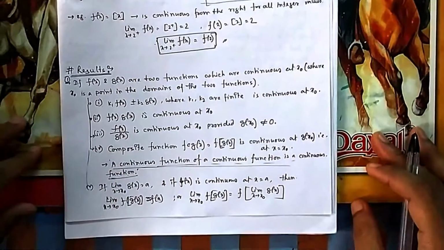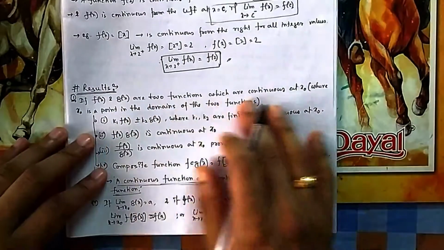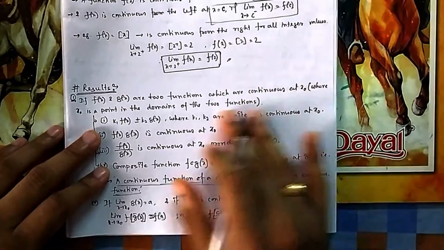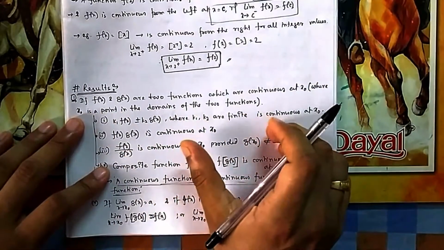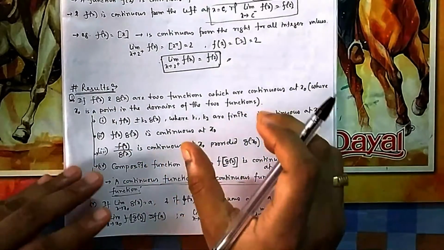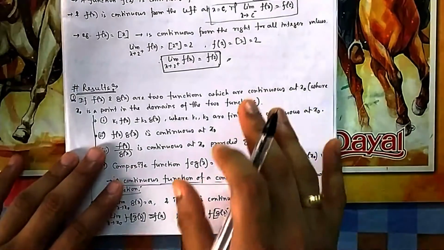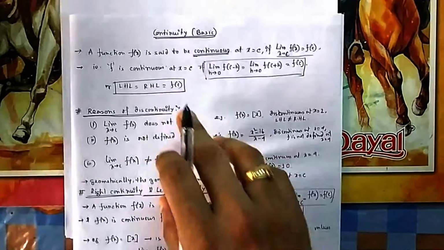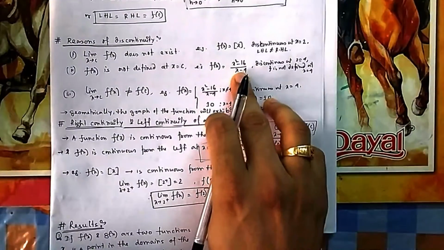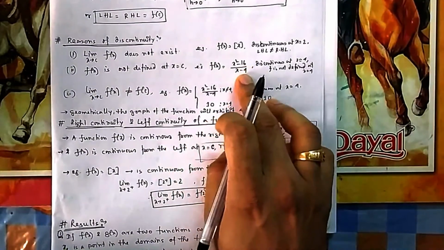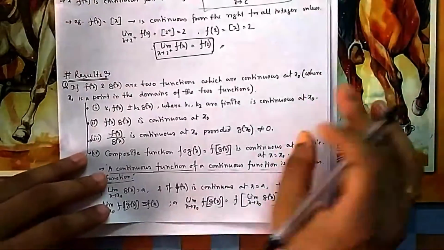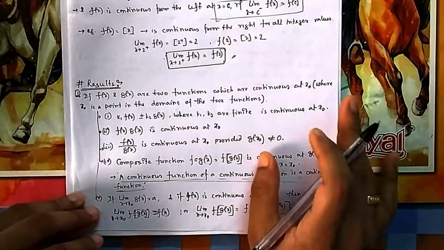Now some of the results. If f(x) and g(x) are two functions which are continuous at the point x0, and x0 is a point in the domain of the two, obviously it should be in the domain, then only the functions are defined, otherwise the functions are not defined at that point. But the function should be defined at that point. If it is not defined, suppose here it is not defined, that's why it became discontinuous. So both are defined, and continuous at x0.